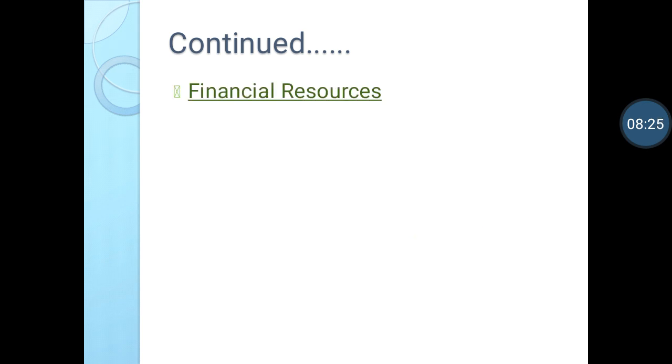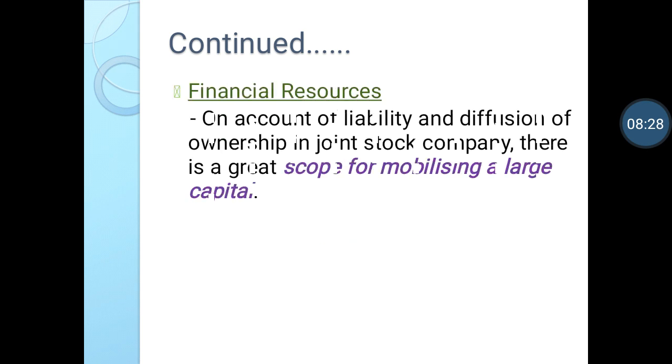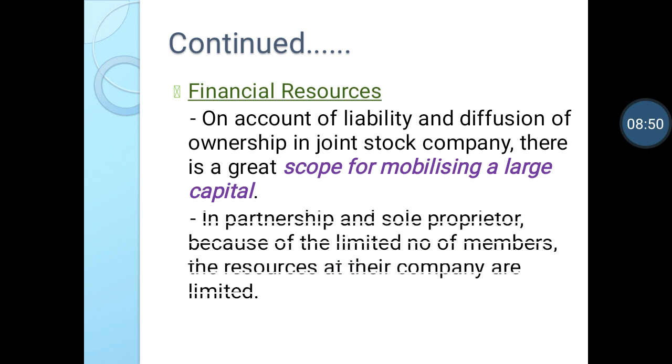Next, we are going to see the financial resources. On account of limited liability and diffusion of ownership in a joint stock company, there is great scope for mobilizing a large capital. Since there are any number of members in a joint stock company, they can expand their financial resources. While in the case of partnership and sole proprietorship, there is a limited number of members, so they cannot expand their resources. They have only limited resources.